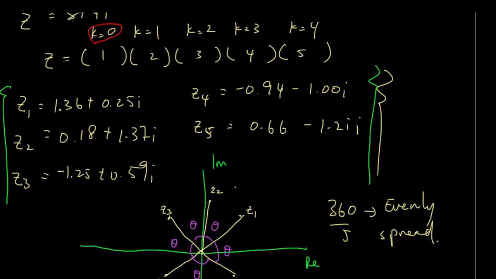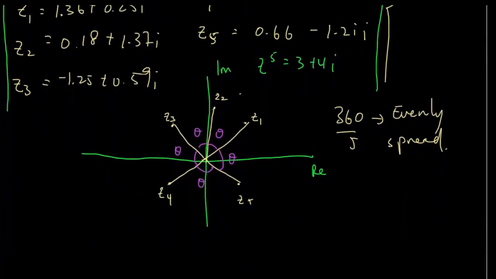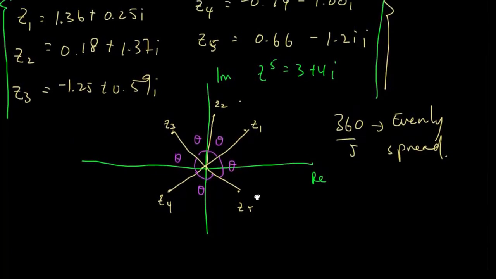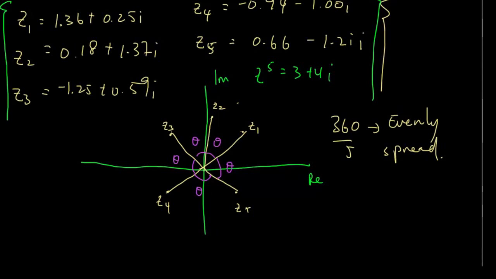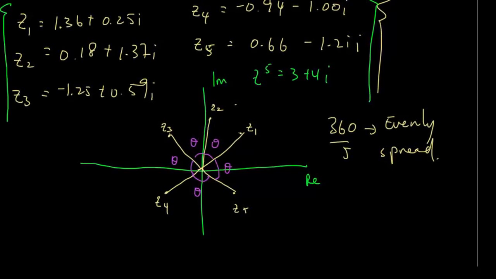So if we multiply all of these together, I'll get back the same thing, which is z to the 5 is equal to 3 plus 4i. Again, one cool little feature about this is that all the roots are spread out evenly across the Argand diagram. So this can be a cool trick that you can use to check your answers in the exams if you're not confident.